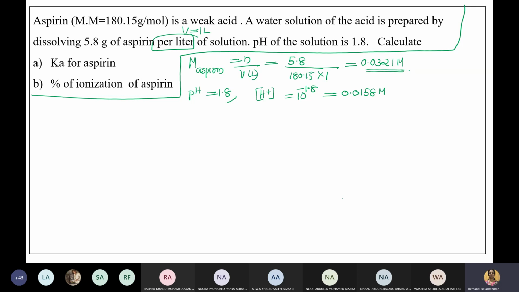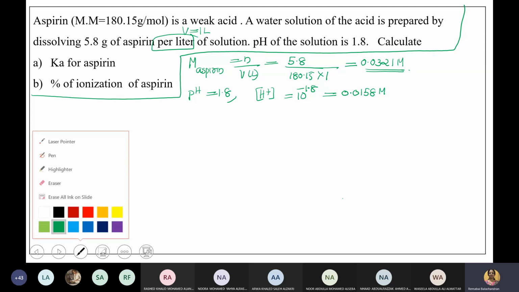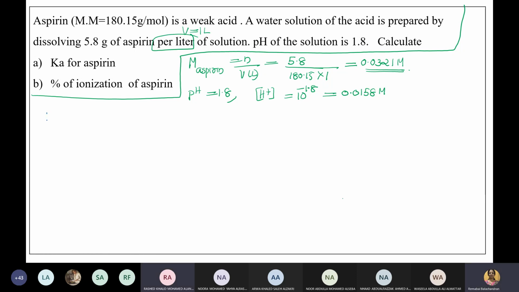Now, do you know the formula of aspirin? You don't know. So if you don't know, you can write the general equation. So what's the general equation? HB aqueous gives H plus aqueous plus B minus aqueous.